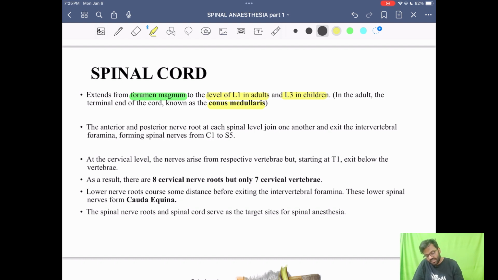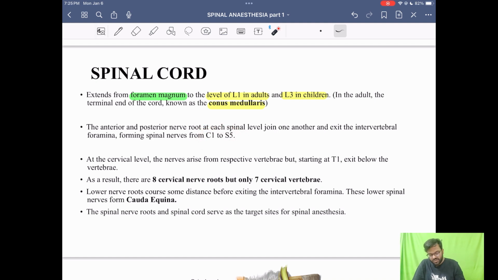The nerve roots from each spinal segment have an anterior root and a posterior root, and they both join one another and then exit at the intervertebral foramina. After exiting from the intervertebral foramina, they form the spinal nerve from C1 to S5.